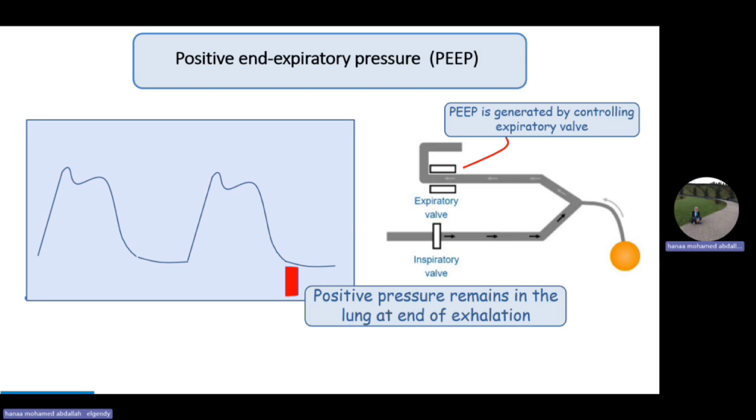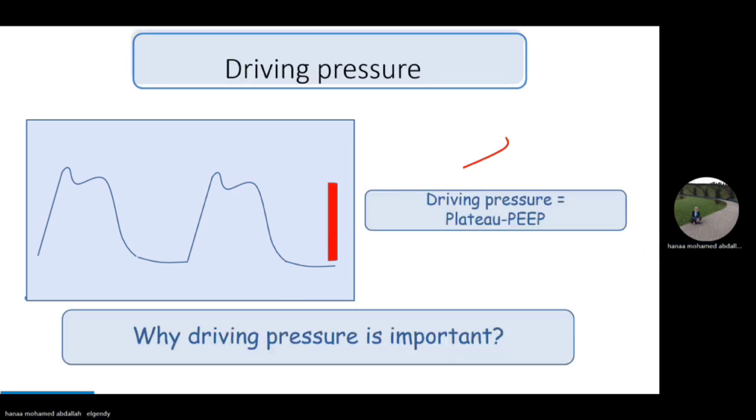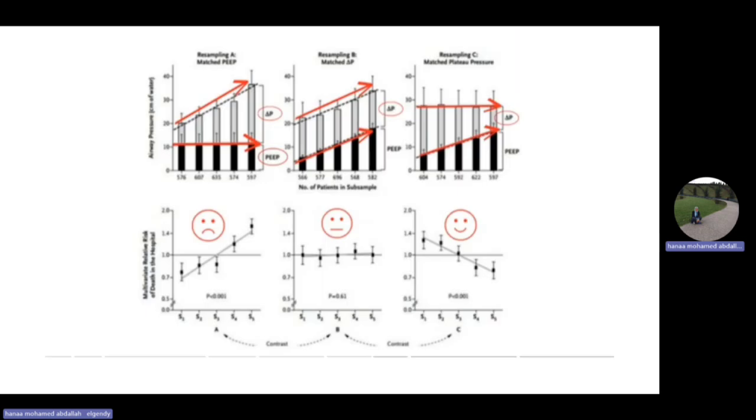So what about the positive end expiratory pressure? The positive end expiratory pressure is achieved by controlling the expiratory valve, which will lead to positive pressure in the lung at the end of expiration. The driving pressure is the difference between the plateau pressure and the positive end expiratory pressure. Why is driving pressure important? A lot of studies were discussing this important difference between the plateau pressure and the positive end expiratory pressure.